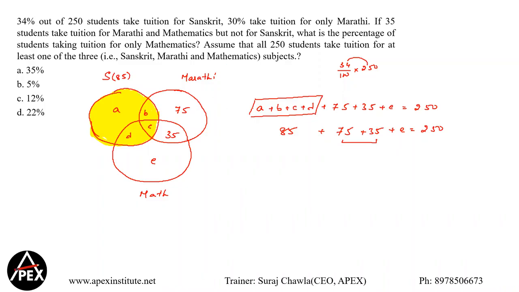So 110 plus 85 is 195. So can I say the value of E is going to be how much, guys? The value of E is going to be 55. And the question is asking: 55 is what percentage of 250? So 55 by 250 into 100.